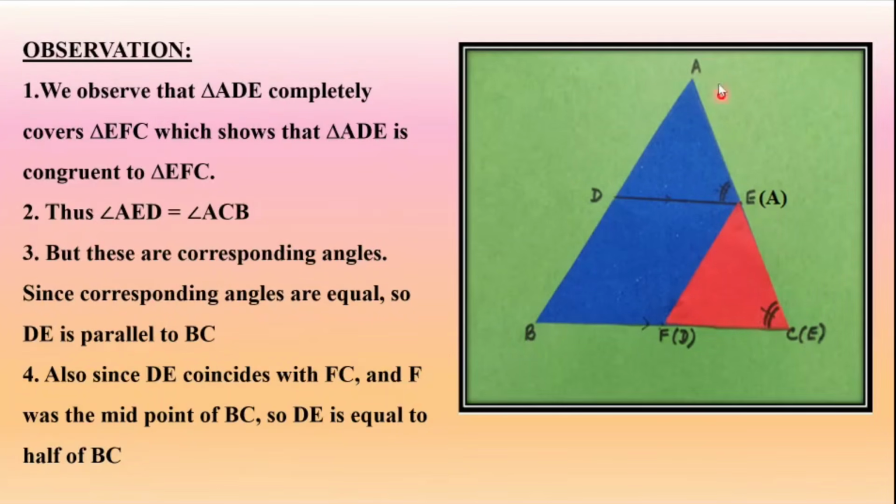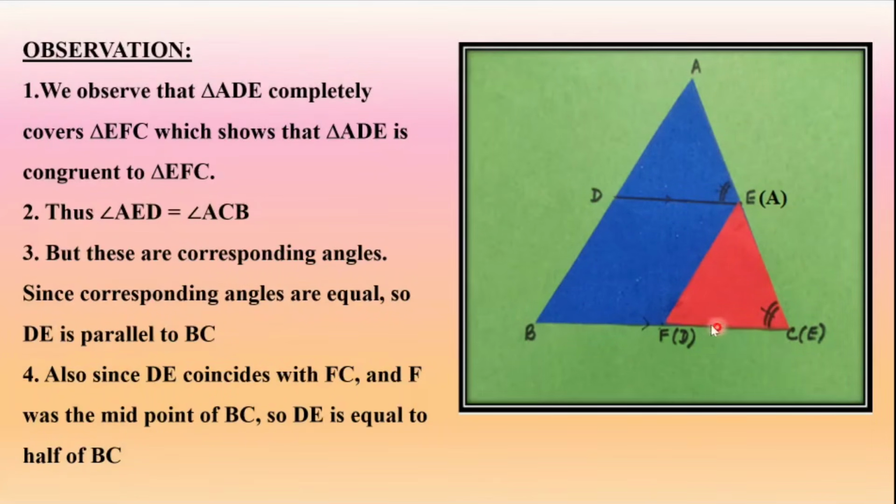This also shows that angle AED is equal to angle ACB. But these are what kind of angles? These are the corresponding angles. And since the corresponding angles are equal, I can say that DE is parallel to BC. So I have proved the first part of the theorem, that the line joining the midpoints of the two sides of a triangle is parallel to the third side. I have got DE coming parallel to BC.